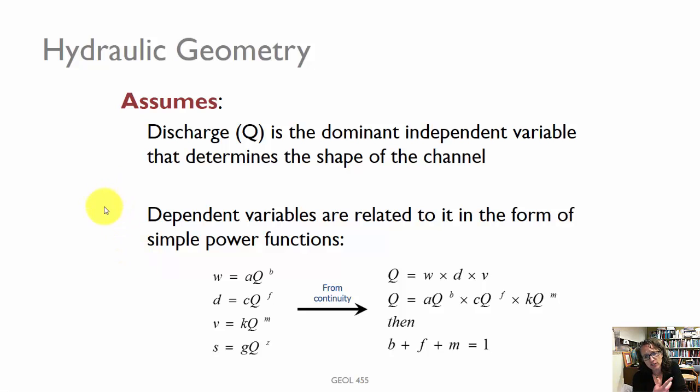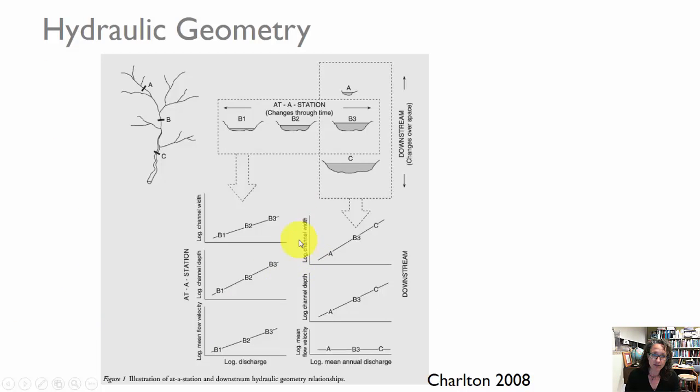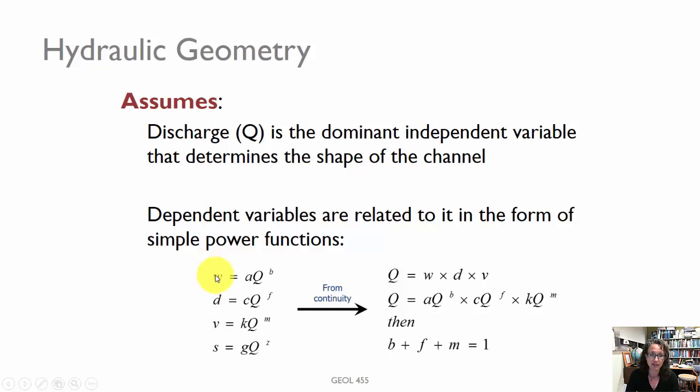So hydraulic geometry equations in this simplest form assume that discharge is the dominant independent variable that determines the shape of the channel. So we're not thinking about sediment flow right now, right? So if we were to, let me back up a slide, we have this width versus discharge plot here, right? If we were to plot a regression line along that, and it's the log of the width and the log of the discharge, we get a power function. The width is equal to some constant a times the discharge to the exponent b. Same thing for the depth hydraulic geometry equation, for velocity, and for slope.